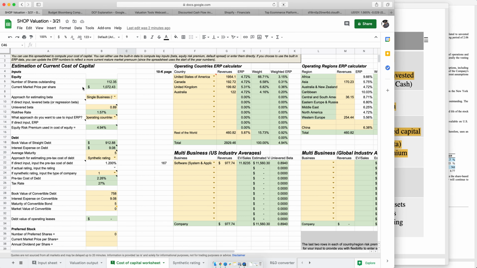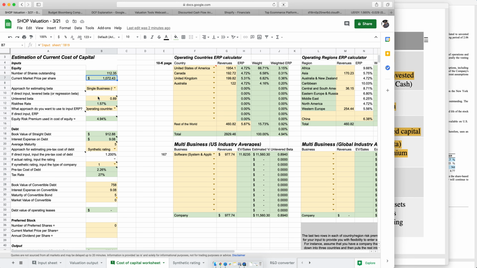So we'll just start from the very top of this and try to fill this out. Okay, so number of shares outstanding. This is automatically pulled in from the last sheet, as is the market price.